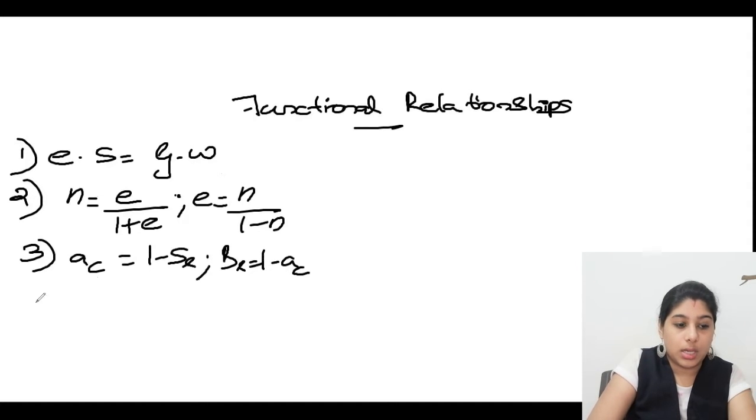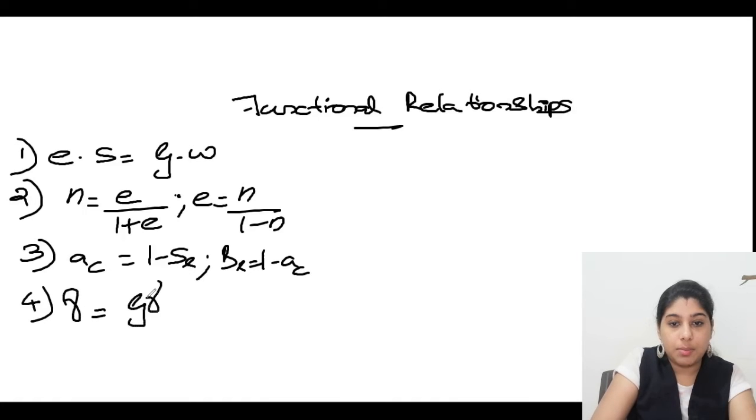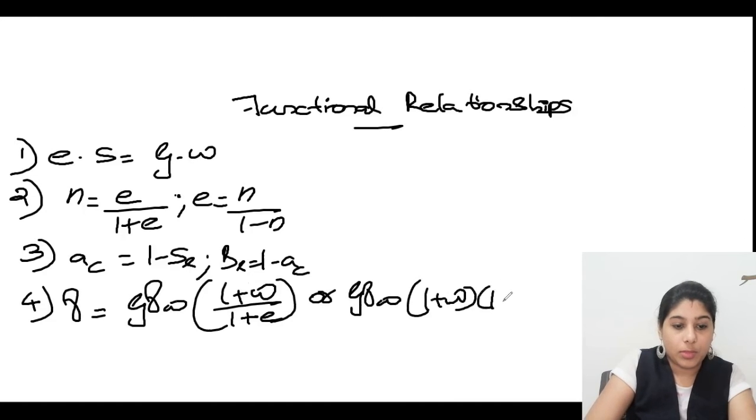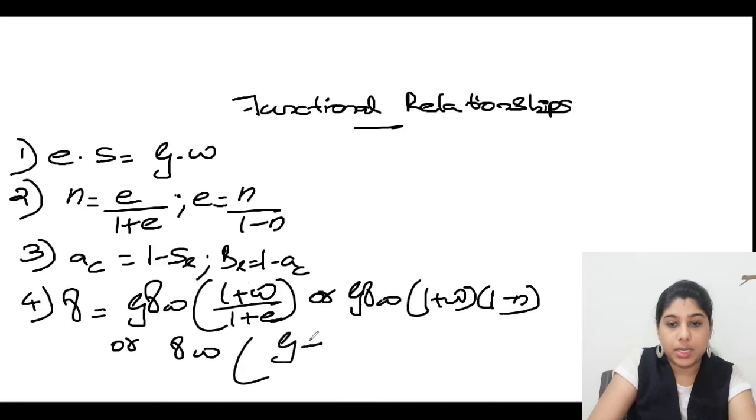Fourth one is gamma is equal to G gamma_w into (1 plus e) by (1 plus w) by (1 plus e), or G gamma_w into (1 plus w) into (1 minus n), or gamma_w into (G plus e into S) by (1 plus e).